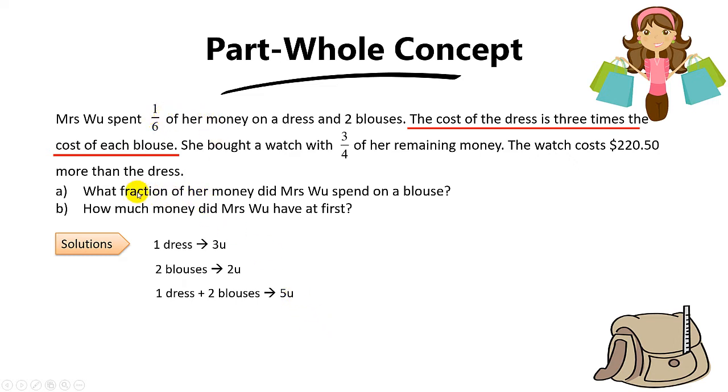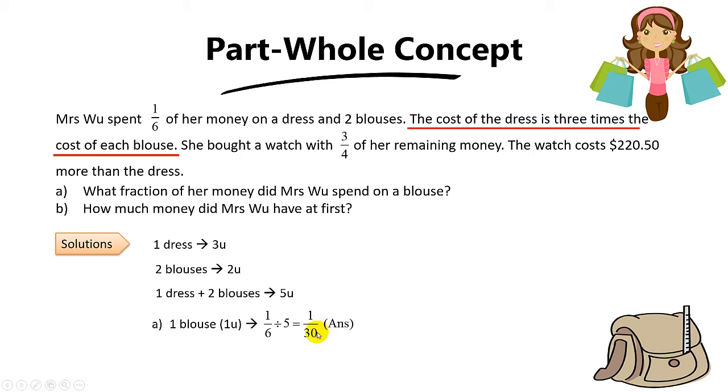The question asks, what fraction of her money did she spend on 1 blouse? And we know that 1 blouse is only 1 unit, right? So how to find 1 unit? To find 1 unit, you simply take 1 out of 6 divided by 5. To do division, you can flip this 5 over. It's the same as 1 out of 6 times 1 over 5. And the answer is 1 over 30.